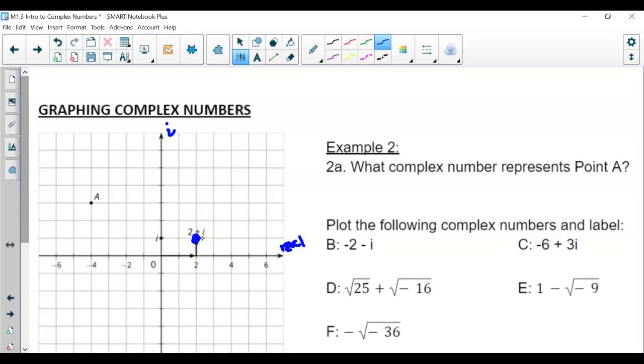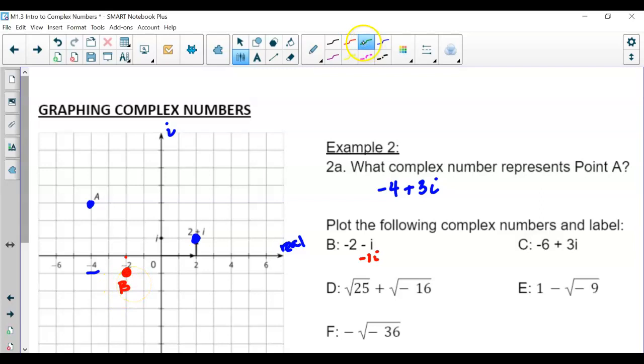So like what is point A? Well, what is the real part? Well, the real part is here at negative 4. So negative 4. Then we go up, right? So plus how many imaginary? 1, 2, 3. So negative 4 plus 3i. So if we wanted to plot negative 2 minus i. So again here, negative 2. So here's negative 2. But then minus i, or negative 1i. So we need to go below 1 unit. So that is point B.